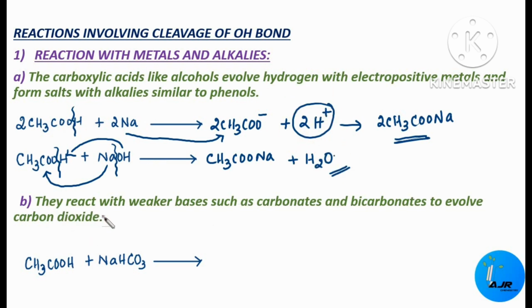The next one is, see here, unlike phenol, these carboxylic acids will react with weaker bases such as carbonates and also bicarbonates to evolve carbon dioxide. So this will be giving carbon dioxide. Now let us see the reaction. This reaction is used to detect the presence of carboxylic group in an organic compound. So let us see how this reaction takes place. CH3COONa plus water molecule plus carbon dioxide. So this is the type of reaction.